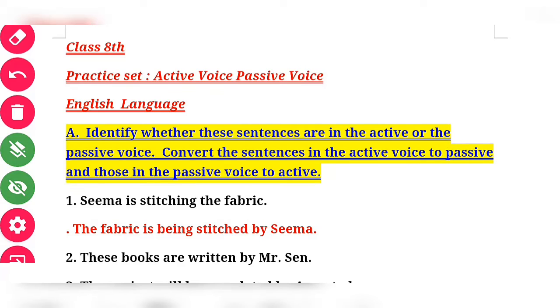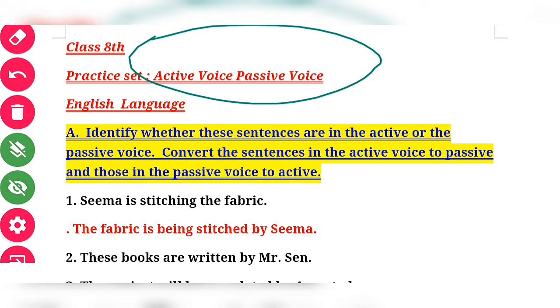We shall have a practice set of active and passive voice for class 8th English language. There are some questions that I thought are important for your exam. I have given them here. Try to practice all these questions from your examination point of view and gain command of this chapter. So let us begin the class.